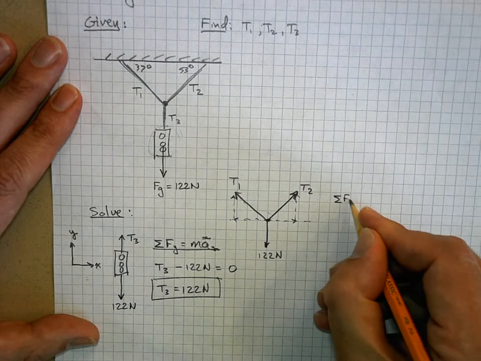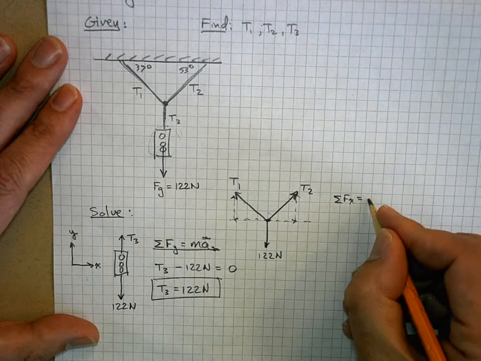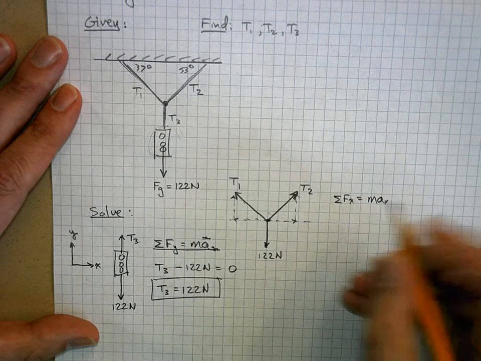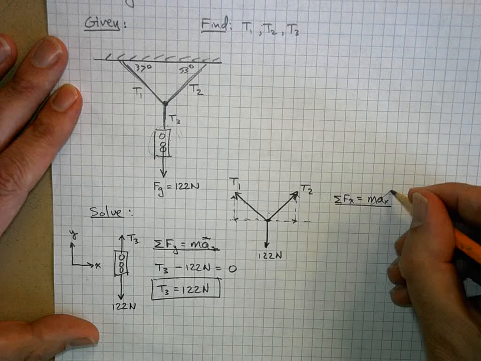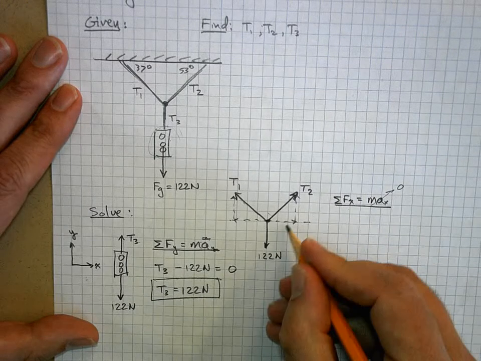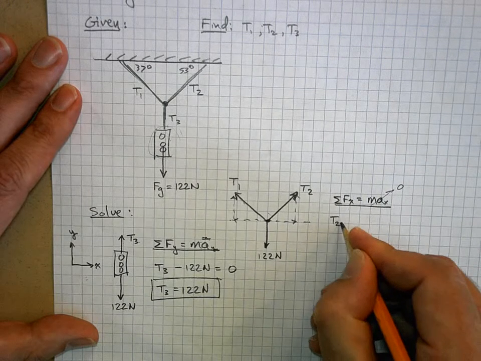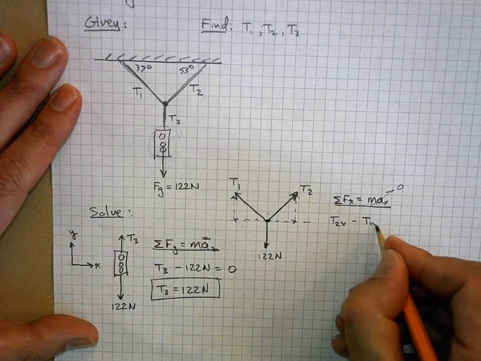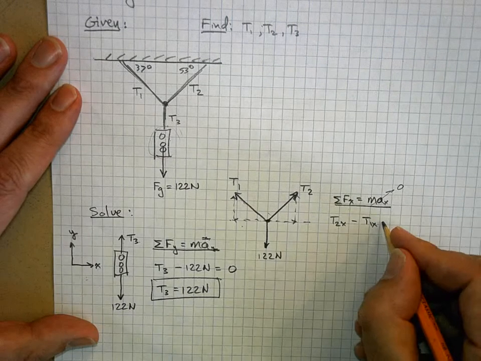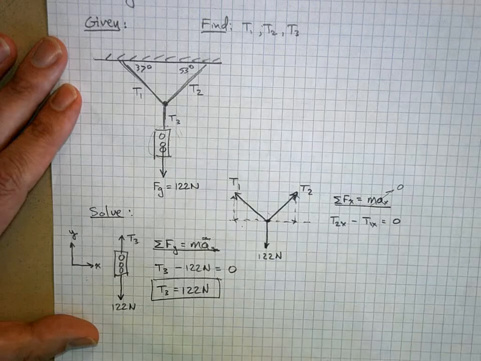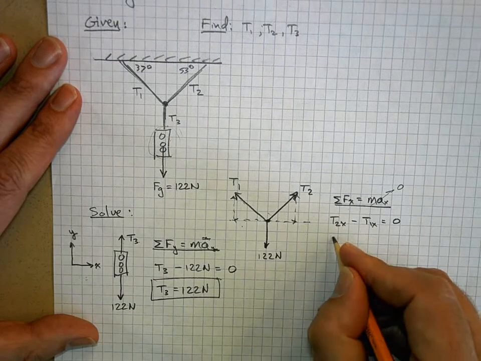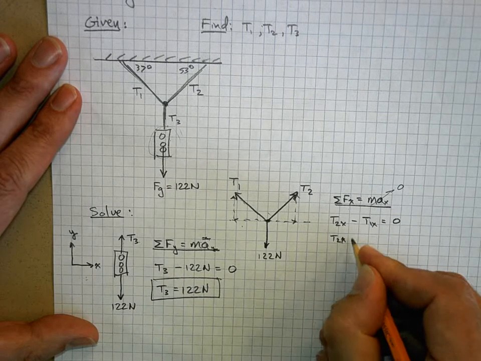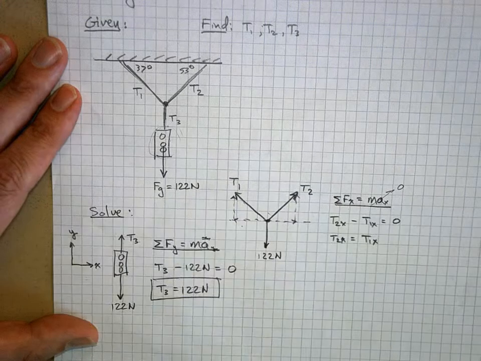Sum the forces in the x direction equals ma in the x direction, which is 0 in this problem. So this is 0. So what have I got? I've got T2 in the x minus T1 in the x equals 0. So what does that tell me? T2 in the x is equal to T1 in the x.